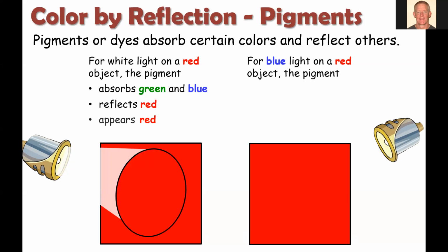If we shine a blue light on a red object, what do you think will happen? Well, remember, the red pigment is going to absorb the blue, and if the light only contains blue, it's going to appear black because there is no red to reflect.